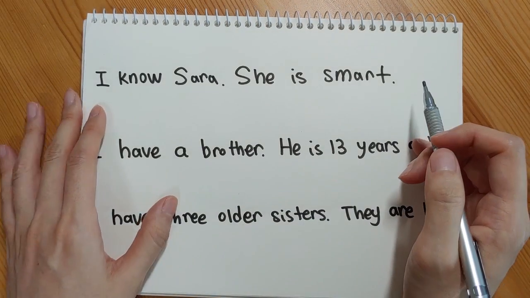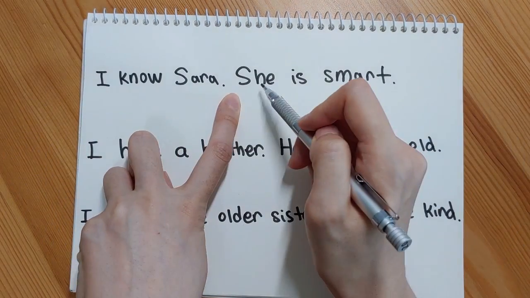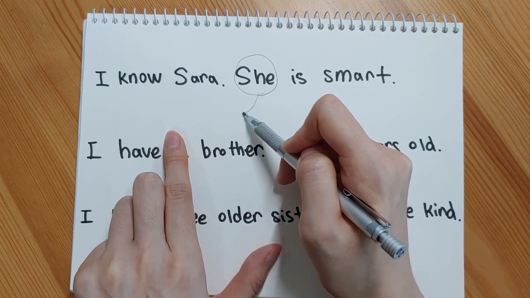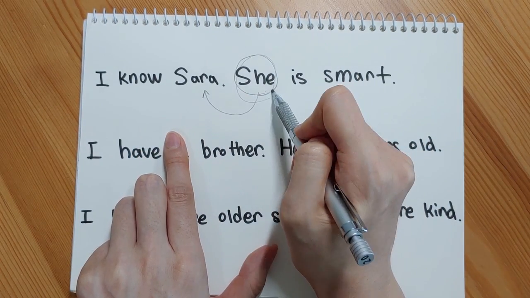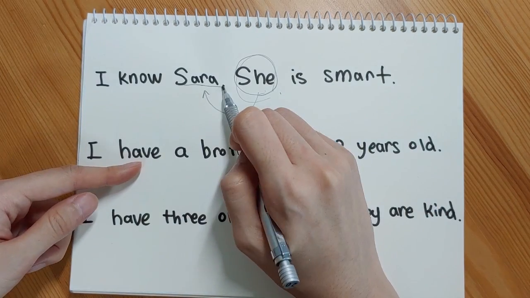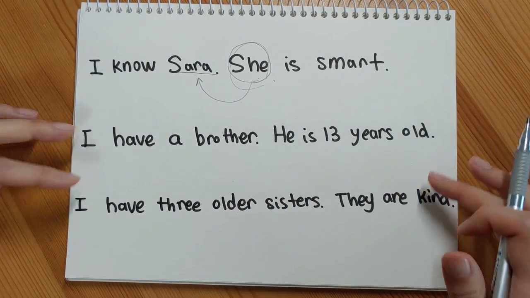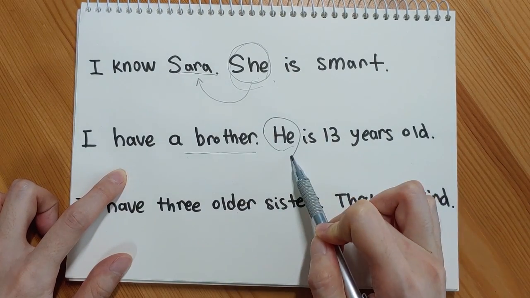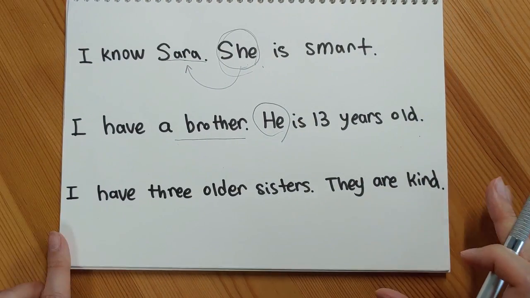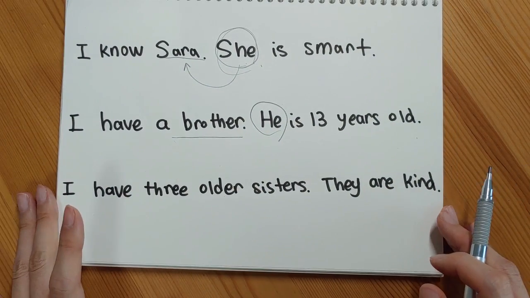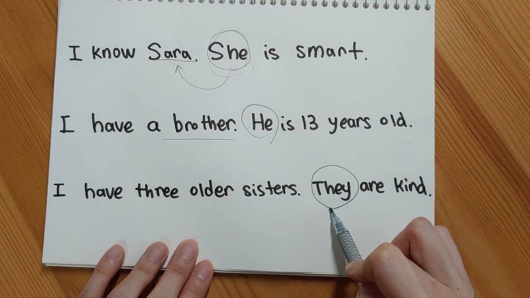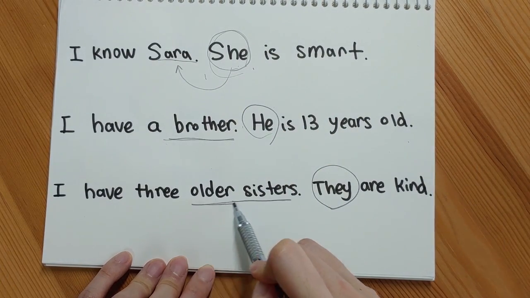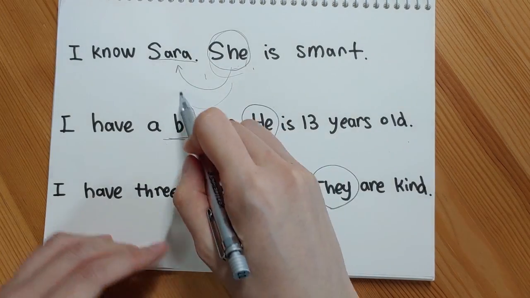So for example, you can say, I know Sarah, she is smart. And she is a pronoun that refers to Sarah, and you use this because you don't want to repeatedly say Sarah, right? And same with the rest of the two sentences. I have a brother, and he is 13 years old. And same with this, I have 3 older sisters. They are kind. So these are all pronouns that refer to someone mentioned in the previous sentences, right?